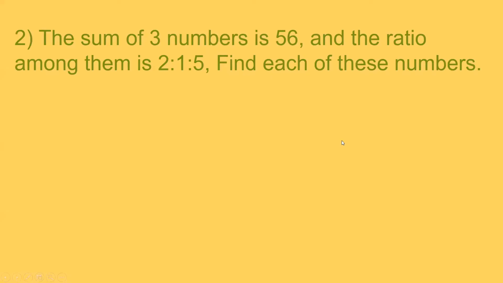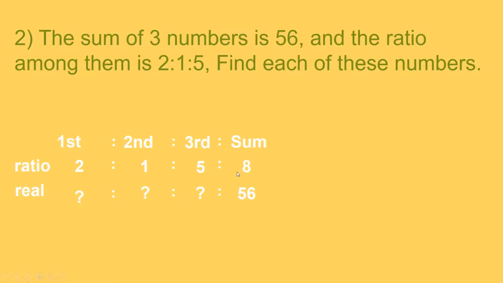Let's have another problem. The sum of three numbers is 56 and the ratio among them is 2 to 1 to 5. Find each of these numbers. So let's write the information that we have: first, second and third number, and we know the sum of them. The ratio is 2 to 1 to 5, and the sum is 56. Let's find the sum of the ratios. 5 plus 1 equals 6, plus 2 equals 8. So 8 parts equal 56.